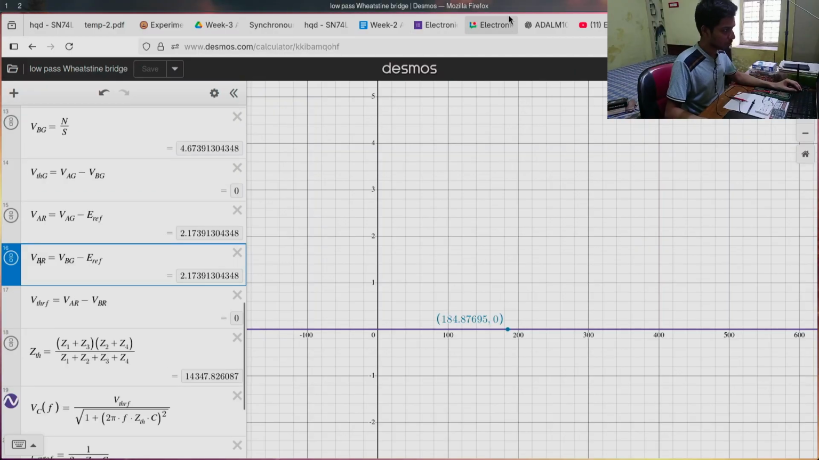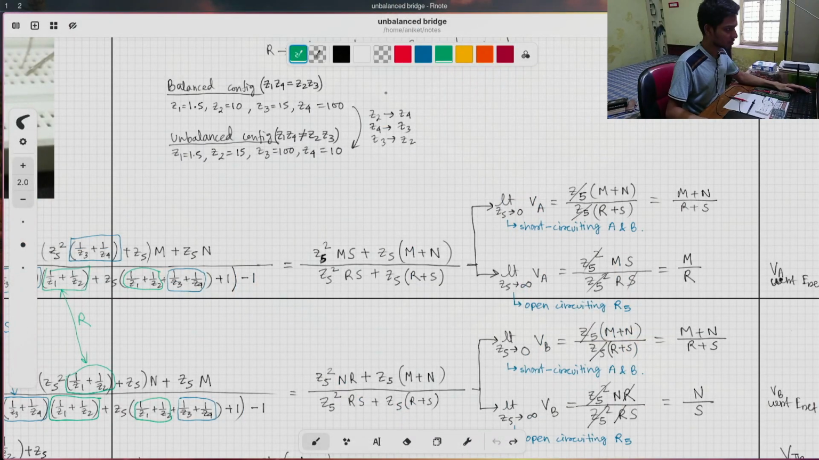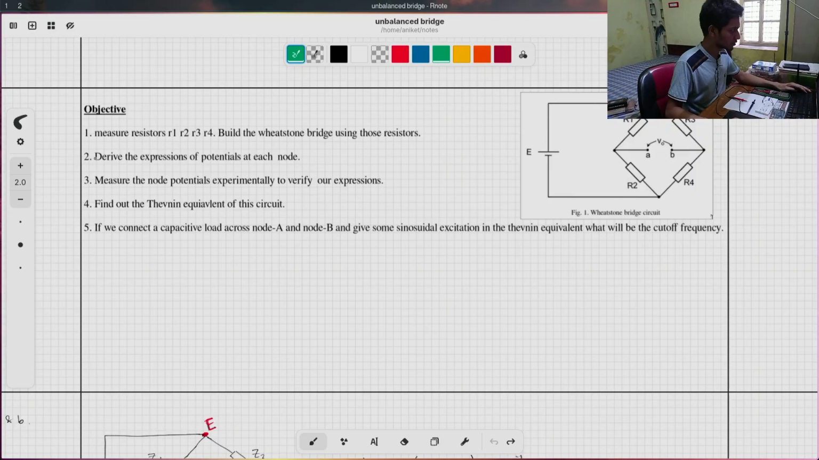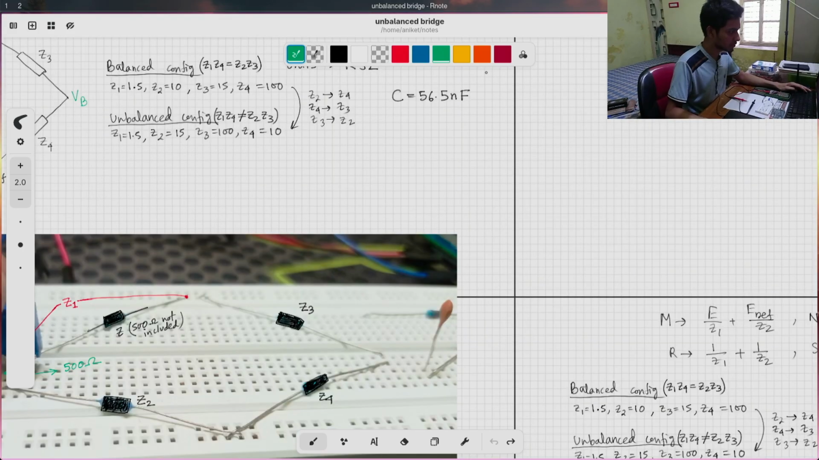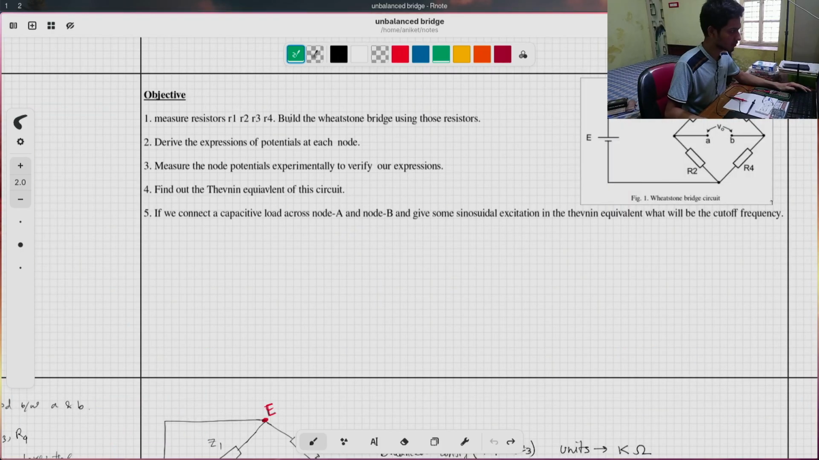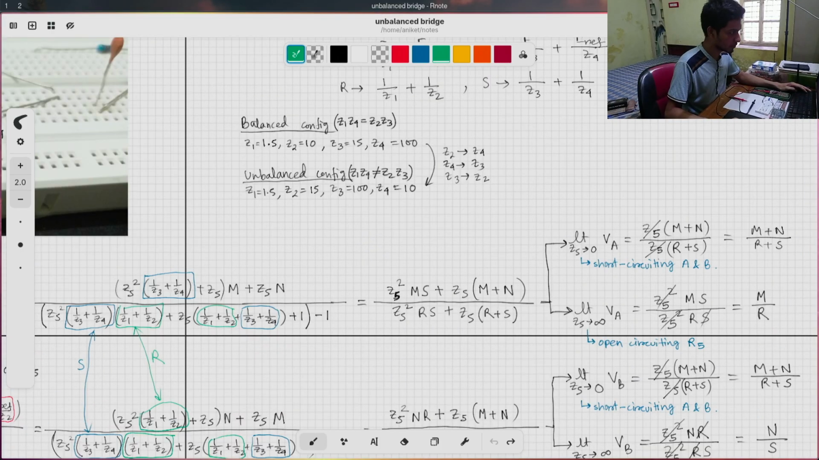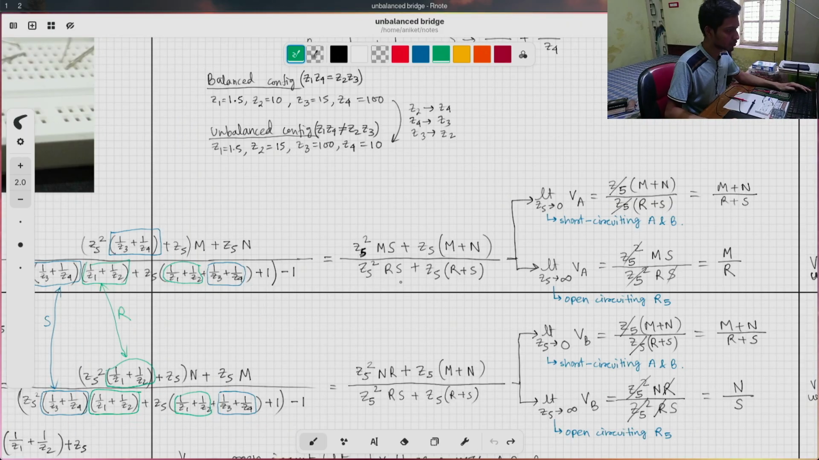Now we are going to do the experiment for the unbalanced case also. From our objective, the third part is done. We have measured the node potentials experimentally and verified our expressions. The calculations from our expressions were giving the same result as the measurement. Now we are going to repeat steps 2 and 3 for the unbalanced case also. Because I have generalized the expression, this is going to hold for the unbalanced case also.